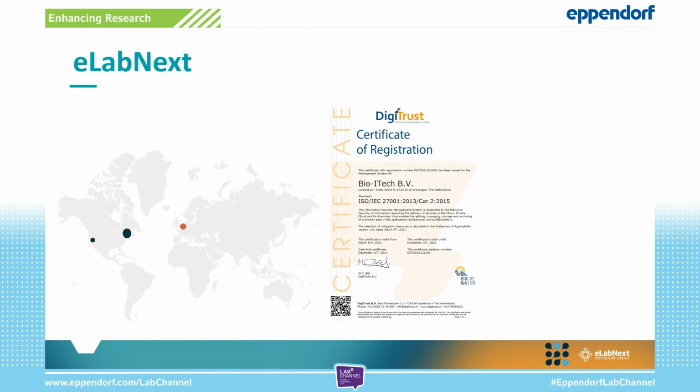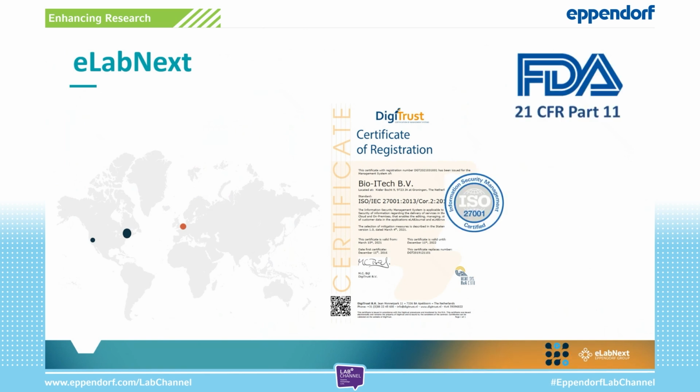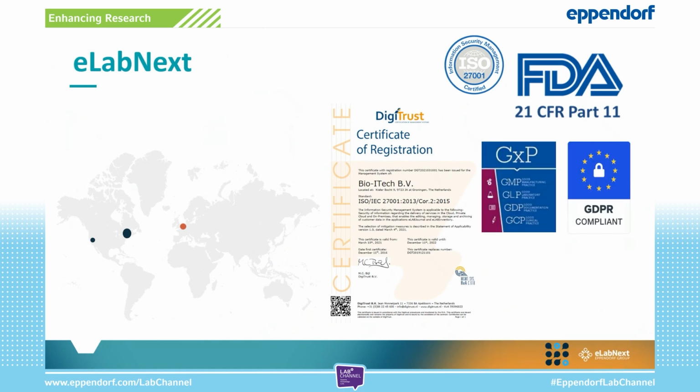Before we go any further, a little bit of background information that is important in drug discovery. You want to use platforms that are ISO certified. eLabNext is an ISO certified system, as you can see, and we are FDA compliant, GxP compliant, GDPR compliant, and HIPAA compliant. When you're working with patient data and have to store it, you have to be CLIA compliant as well, and having an ecosystem that you can trust based on these certifications is extremely important.